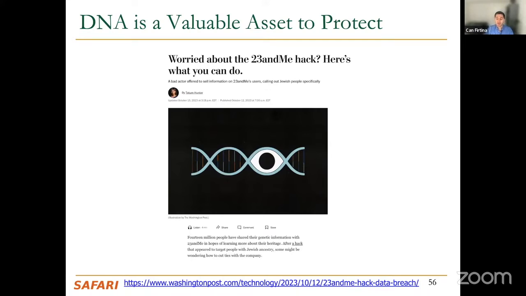I guess the last point to remember is that DNA is a valuable asset to protect. And this has become even more important today because you may be aware there was a recent data leakage from the 23andMe company. With 23andMe, you send your DNA sample, and then they sequence and analyze it for you. But the question is, what happens with that data, right? Now they have your data, perhaps your most valuable information, right?